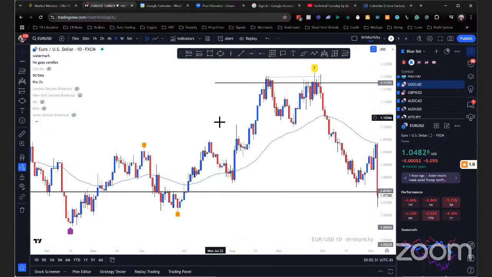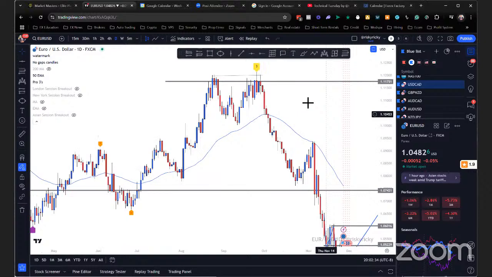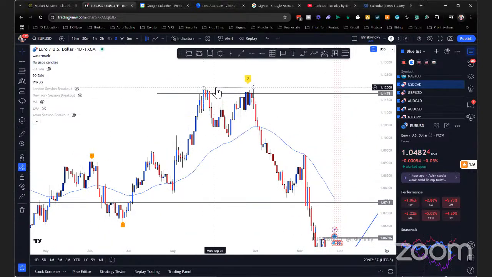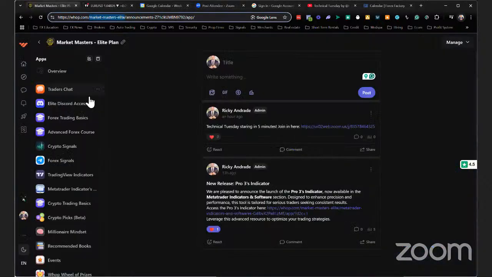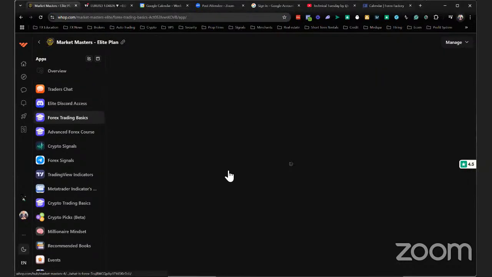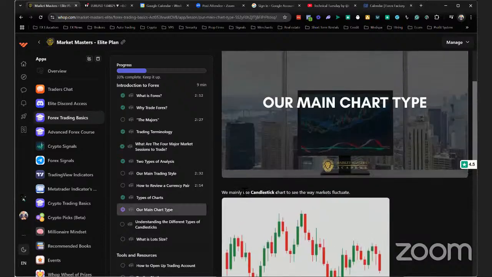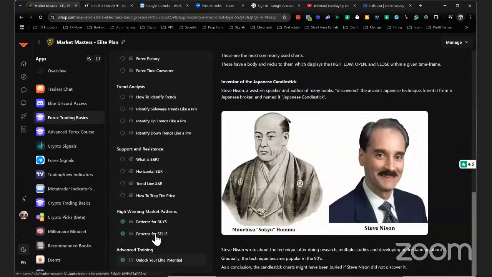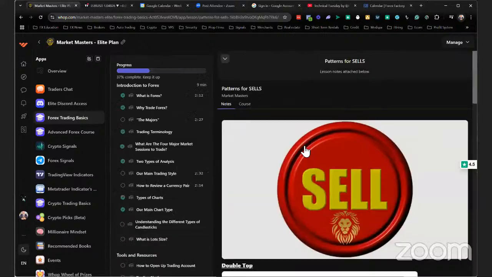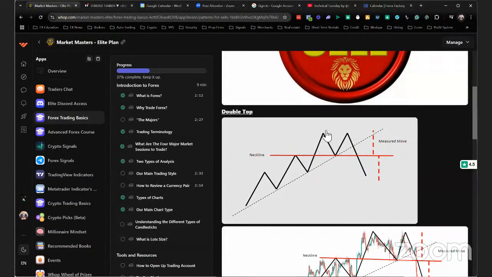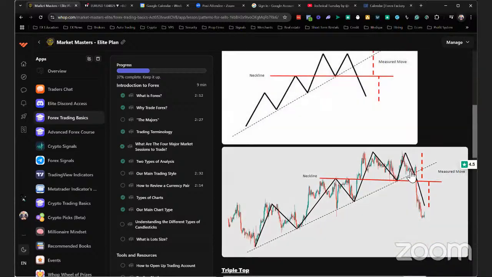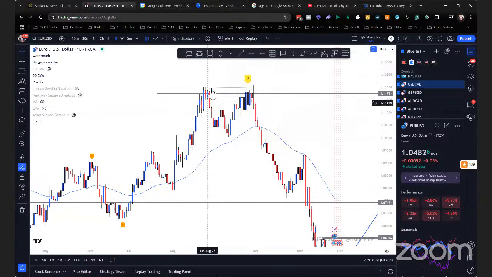But yeah, I mainly use this on all markets. When you see a three, like how we see here, this is a three on the daily time frame, and we have a double top formation. Inside of the training area, if I go to the Forex Trading Basics here, which is free to join, you come down here to the patterns for sales. So this double top formation right here, you can see that's exactly what we see here. Double top formation on the daily time frame, so this is a big play here.